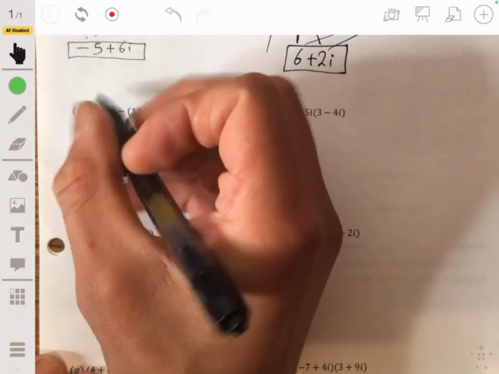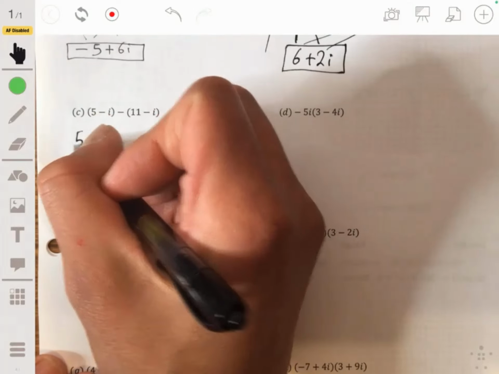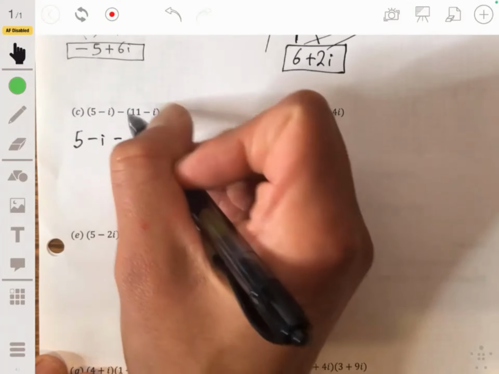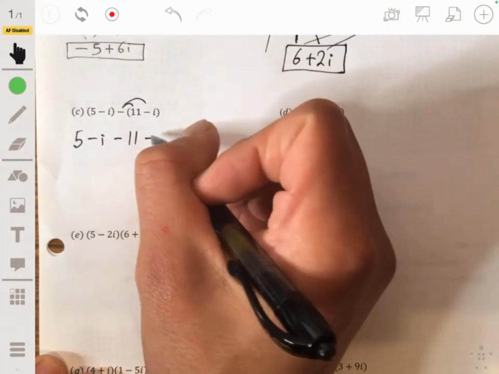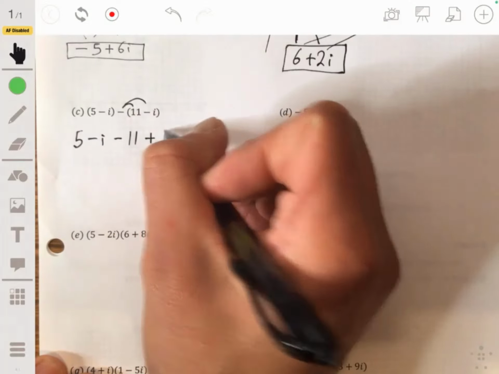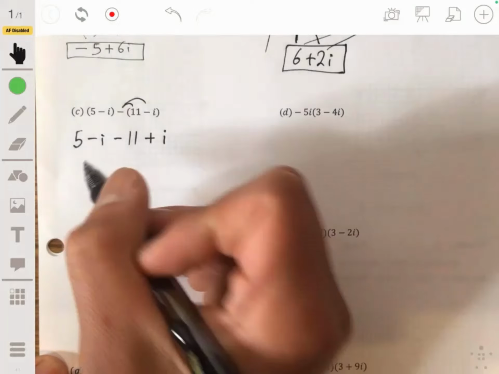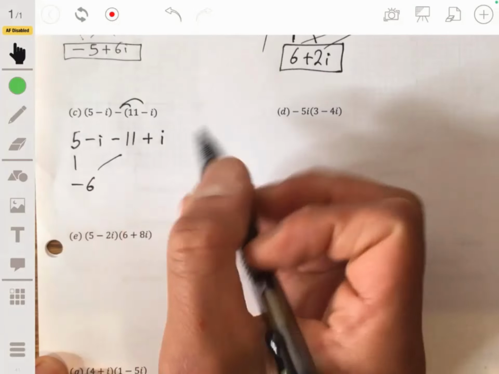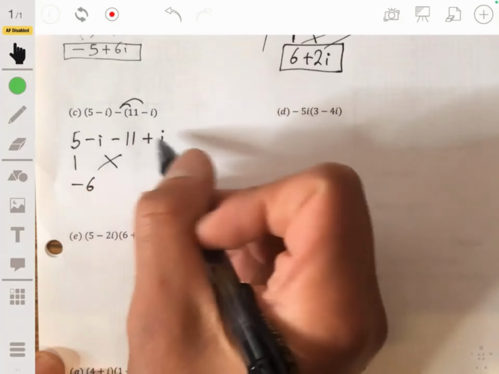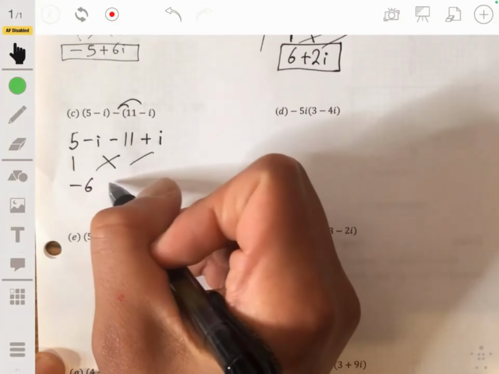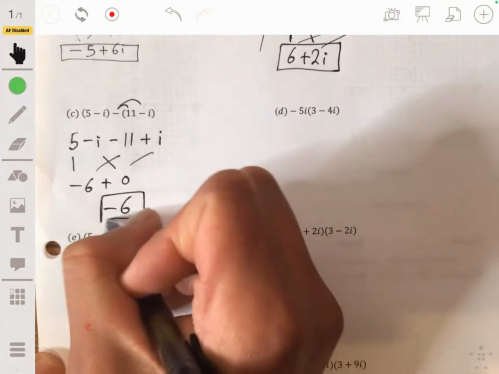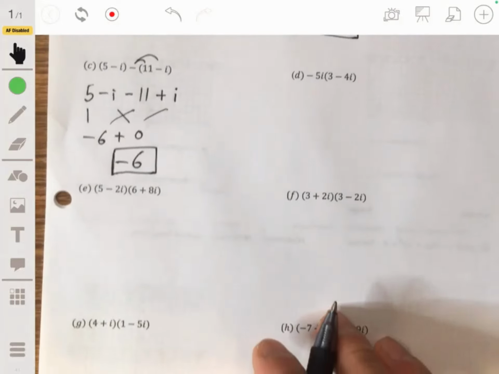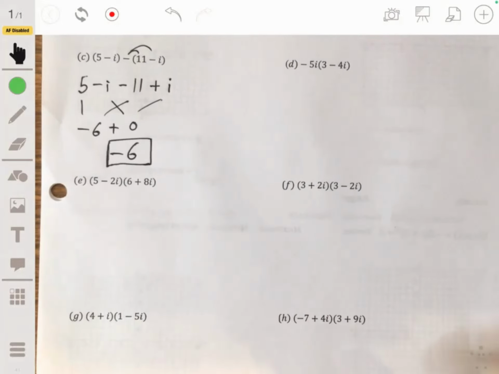For C, taking away the parentheses, 5 minus i, minus 11, plus 1i, or plus i. 5 minus 11 make -6. Minus 1i plus i make 0i, or just 0. So your final answer is just -6.